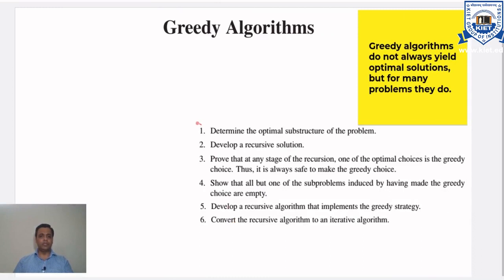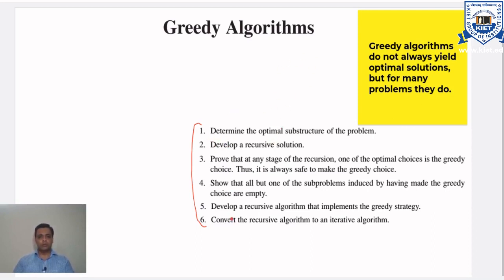If you can prove these steps, then that gives you a guarantee that the greedy algorithm will give you the solution. I mean, if these conditions are satisfied, there is no way the greedy algorithm could fail to provide the solution. So this is what I said in the previous slide: the greedy algorithm does not always yield an optimal solution, but for many problems it does. So we apply it only on the category of problems where the greedy algorithm works.